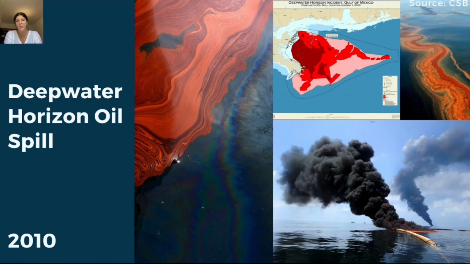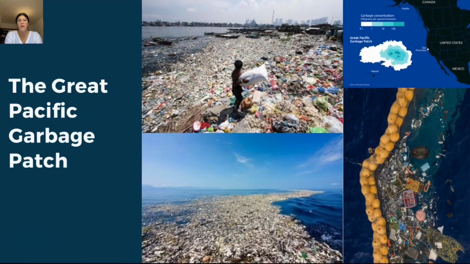oil into the ocean. There's the Great Pacific Garbage Patch, and this is a massive area in the Pacific Ocean. Maybe you've heard of it. Here, tons of plastic and trash have collected and created a giant floating mess.